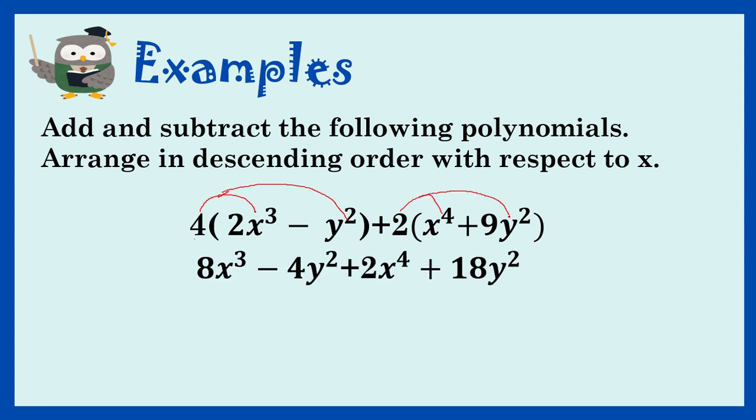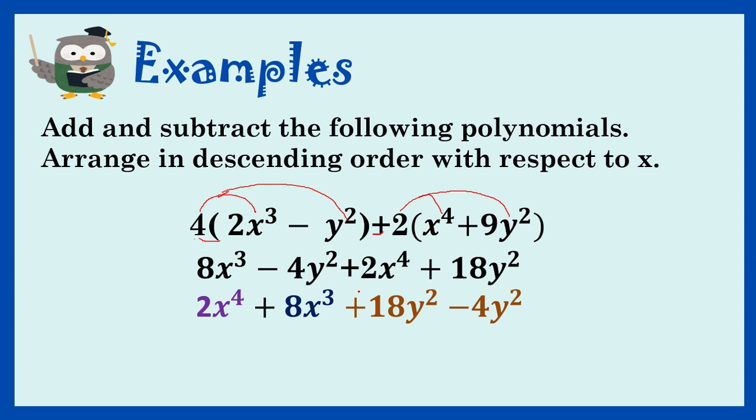Okay? And your answer should be dito sa pangalawang step natin. So, 8x cube, sabi ko ano na, 4 times 2, that is 8. Tapos copy the variable pati yung exponent niya. And then 4 times negative y squared, that is negative 4y squared. Plus 2x times x raised to 3, that is 2x raised to 4. Tapos dito naman, 2 times 9y squared, that is positive 18y squared. And anong susunod?